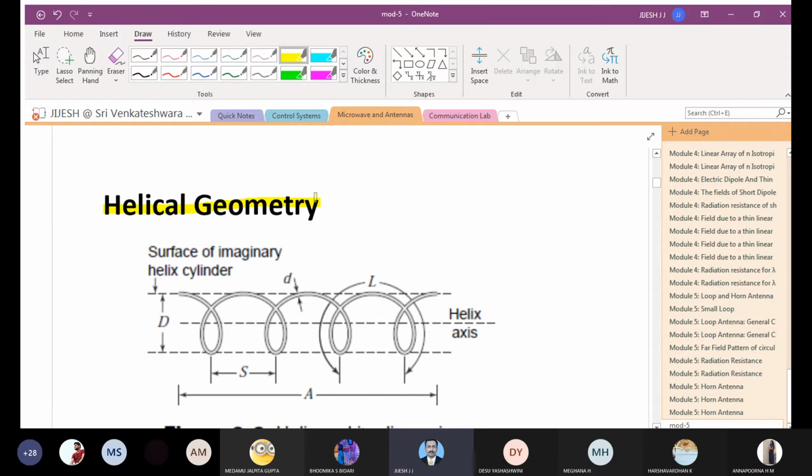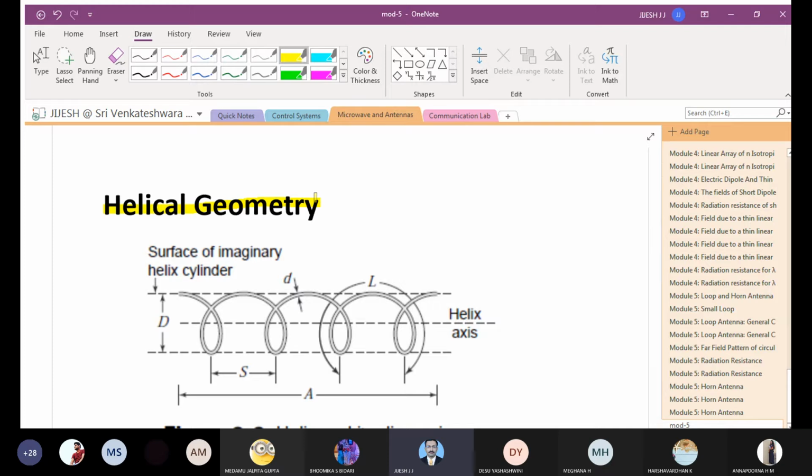So the helical antenna, you can write down types of antenna, and the first one is helical geometry. So today we will be completing this 5th module. We have one more class today. So helical geometry. Here, helical antenna. Have you seen the helical antenna?